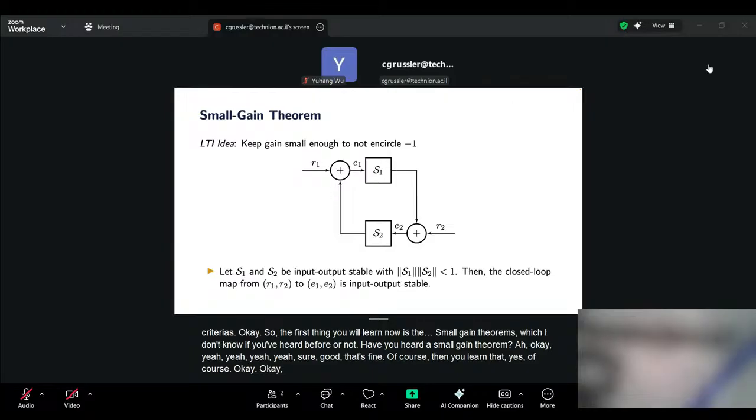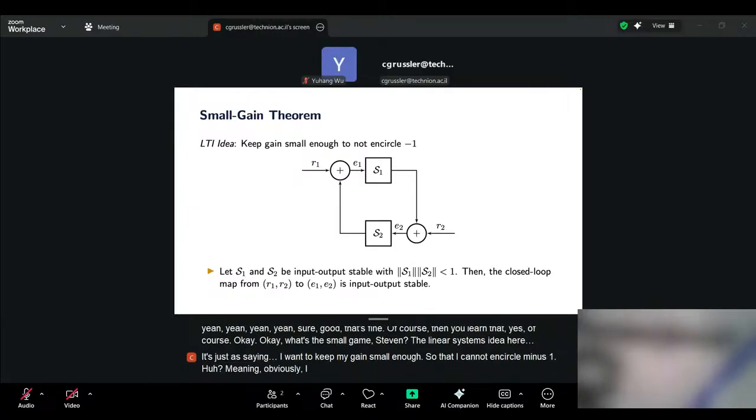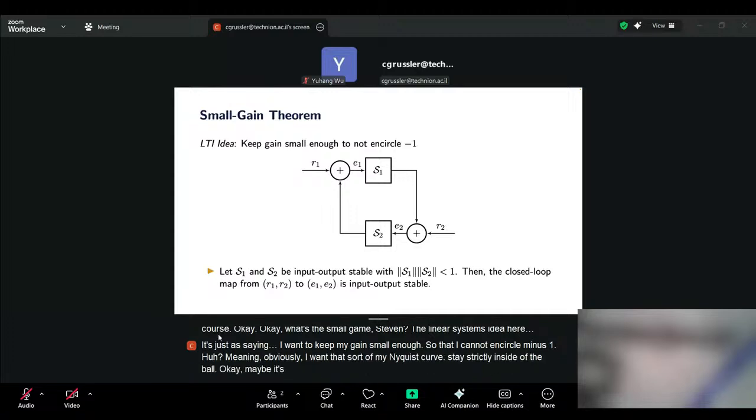Okay, what's the small gain theorem? The very basic idea here is just to say, I want to keep my gain small enough so that I cannot encircle -1. No? Meaning, obviously, I want my Nyquist curve to stay strictly inside of the ball of radius 1 around 0. Right? That's sort of the idea.